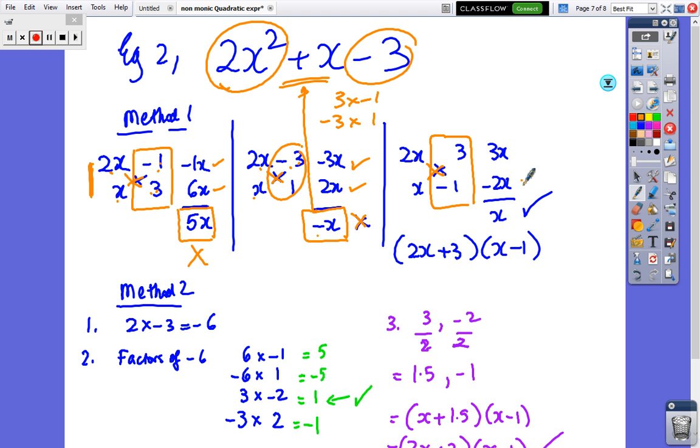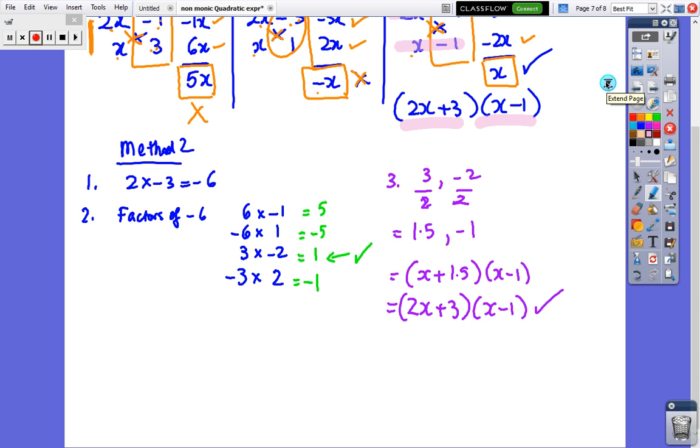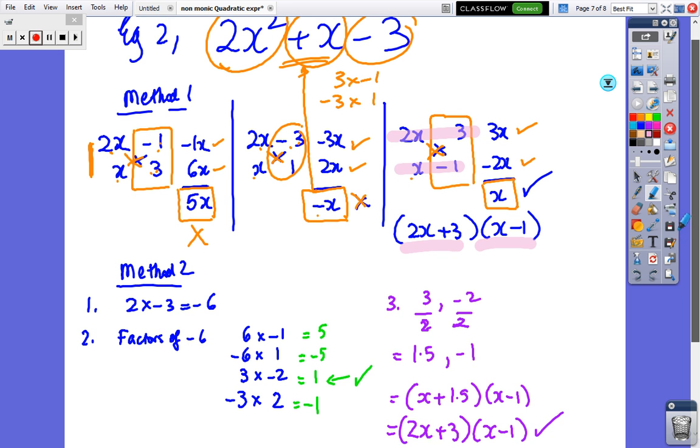Okay, and the cross in between. 2x times minus 1 is minus 2x, x times 3 is 3x. That adds up to x, which is what we wanted. And then we just read. When you read, you would cross that way, so that's the 2x plus 3, and then you would cross that way, and it's the x minus 1. You must have said that method 2 gives us the same answer, which it would. So just make sure you read the question.